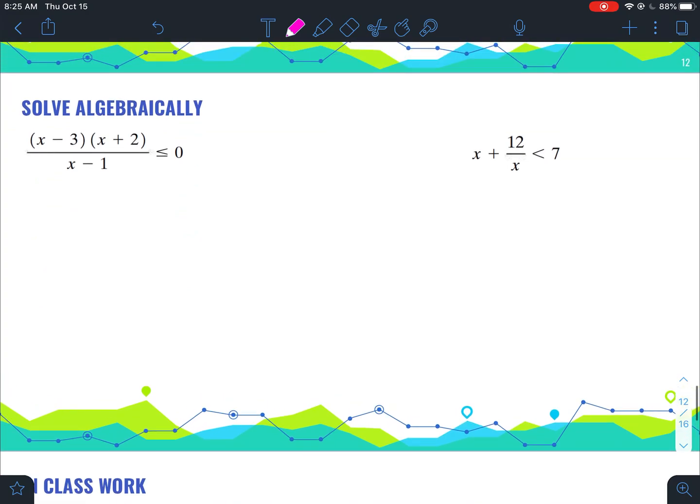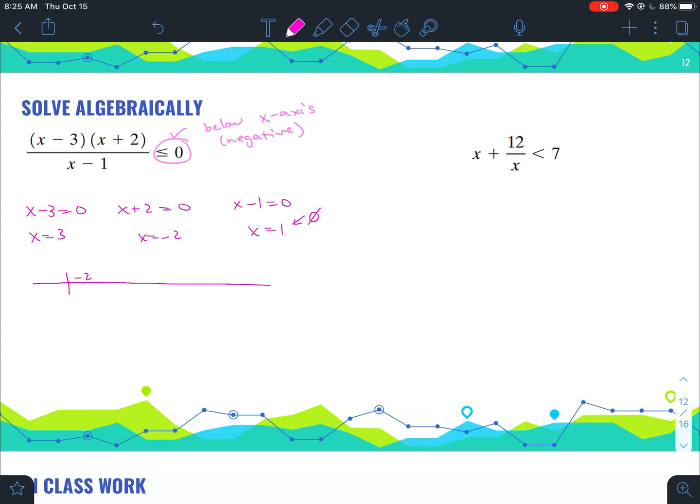So let's go ahead and try another set. So it's already equal to 0, so we're good. And since it's less than or equal to 0, I want to be below the x-axis, or I want where my y values are negative. So numerator equal to 0, so either x minus 3 equals 0, x plus 2 equals 0, or denominator equals 0, so x minus 1 equals 0. So either x is 3, x is negative 2, or x is equal to 1. And remember, this is going to be undefined because that's what makes the denominator 0.